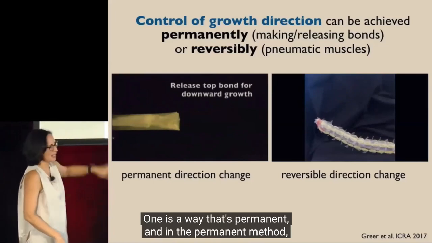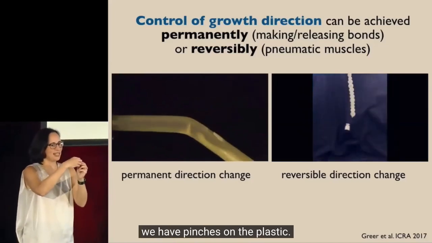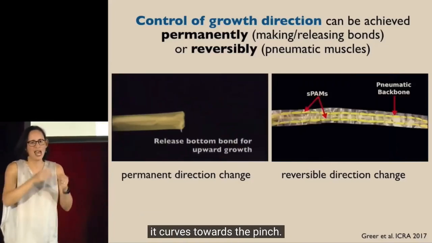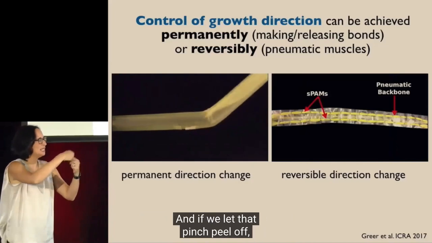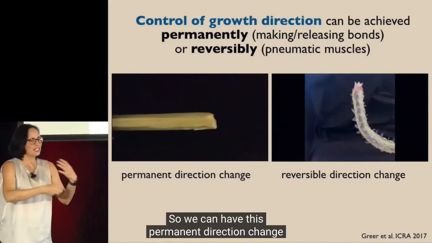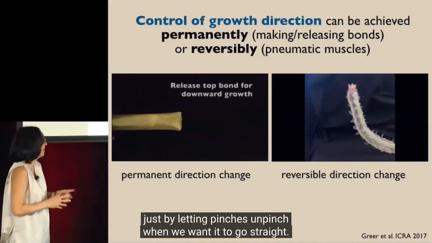One is a way that's permanent. And in the permanent method, we have pinches on the plastic. When you pinch the plastic on one side, it curves towards the pinch. And if we let that pinch peel off, we let it unpinch, then it will go straight. So we can have this permanent direction change just by letting pinches unpinch when we want it to go straight.